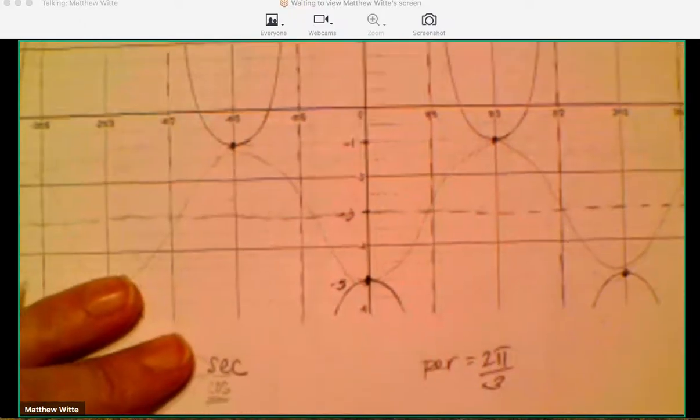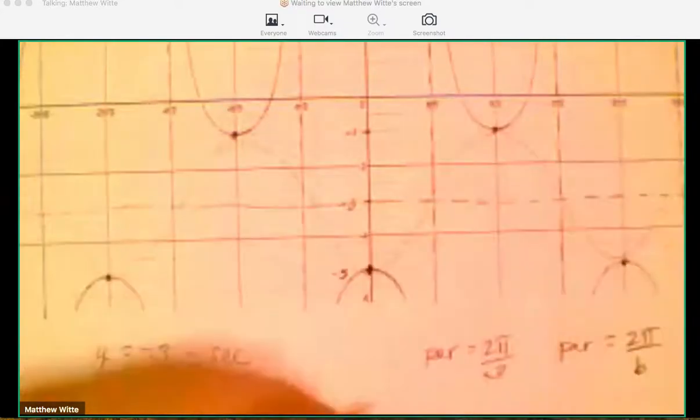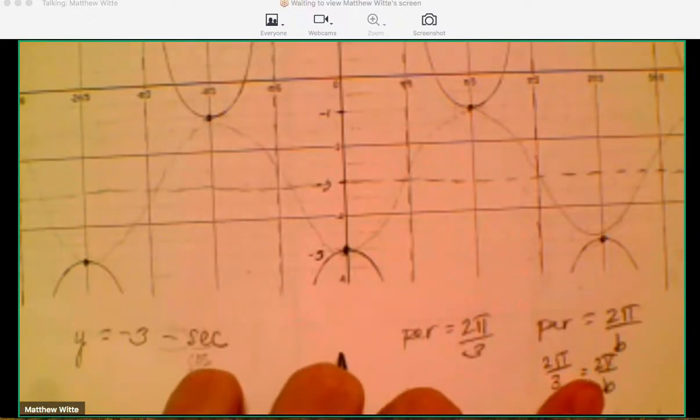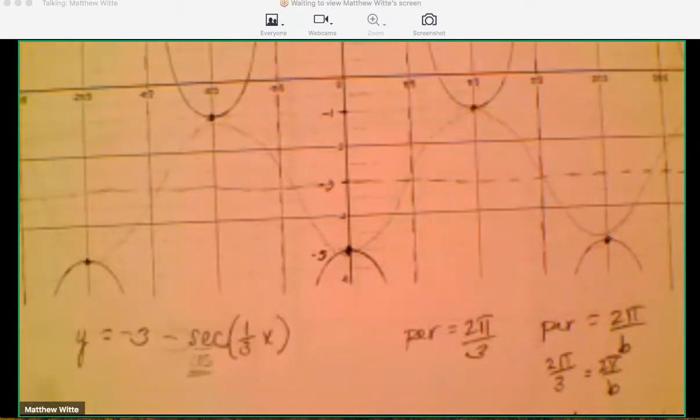And I know that I need the b value in my equation. So I know that the period, which is equal to 2 pi over b, can be written as 2 pi over 3 equals 2 pi over b. And I can cross multiply and solve for b. So when I cross multiply and solve for b, I am going to get 1/3. So I get 1/3 x here.